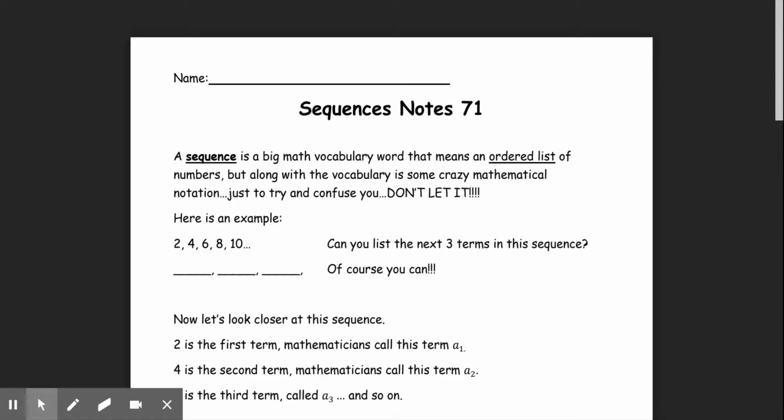A sequence is a big math vocabulary word that means an ordered list of numbers, but along with the vocabulary is some crazy mathematical notation. Just try and confuse you. Don't let it though. Here's an example: 2, 4, 6, 8, 10. Can you list the next three terms in the sequence? Well, of course you can. It goes up by 2, so this would be 12, 14, and 16.